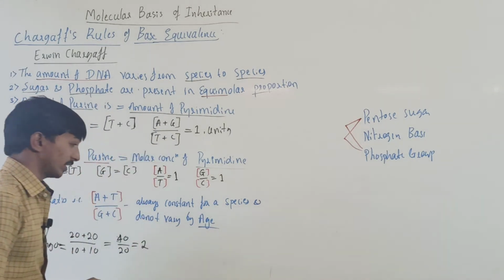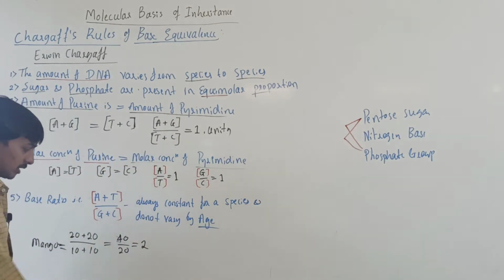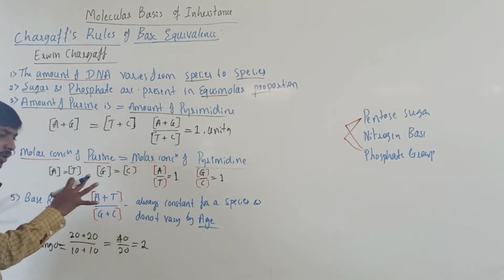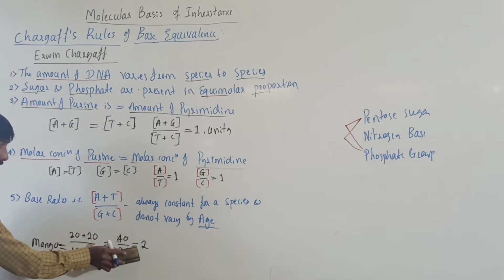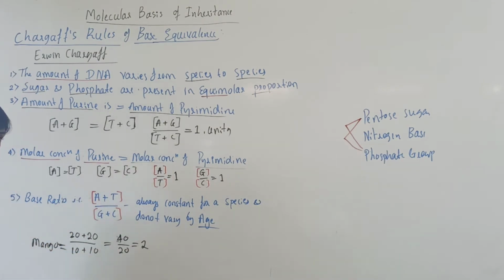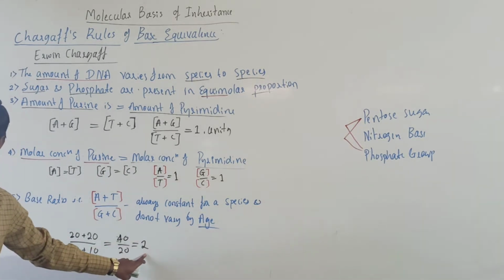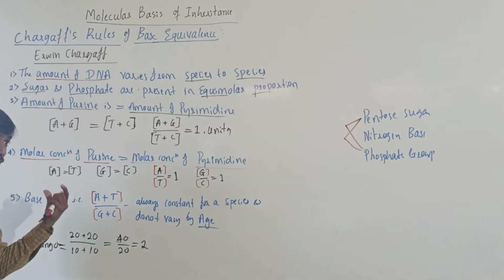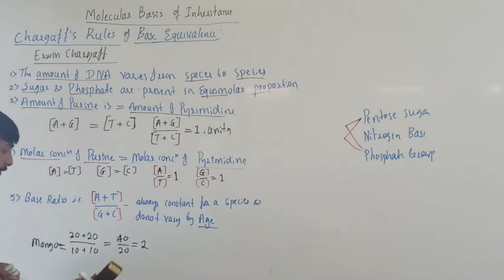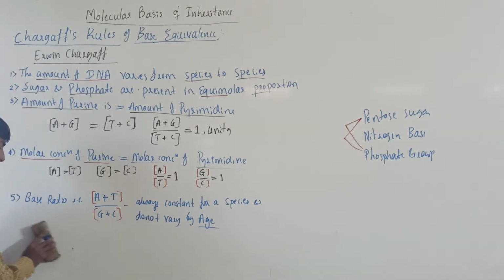Okay, when the mango tree is older, this number will not change. This is always constant for that plant species. But this number is different for different species. This ratio is different for different species. For a mango tree, it is 2. For a banyan tree, it may be 10. For a neem tree, it may be 12. So for different trees, it is different, but for one species, it is always the same.